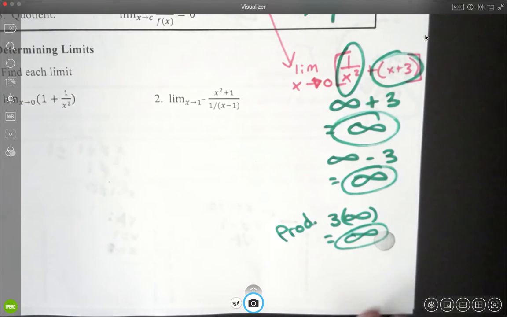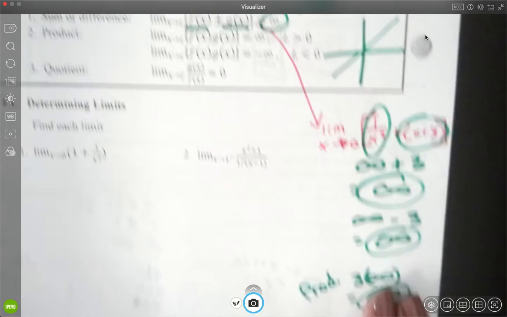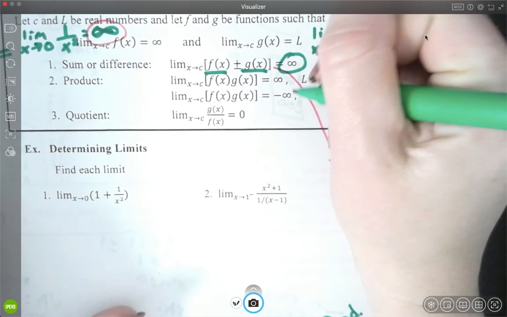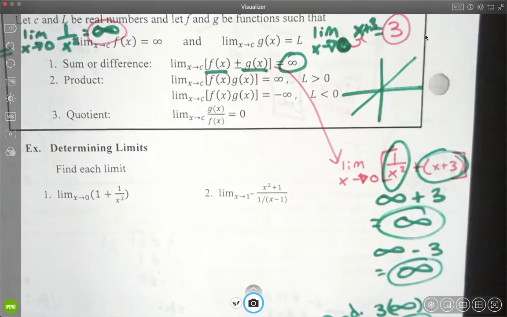Now, here's my question to you. They say infinity or negative infinity. That just depends on whether your constant is positive or negative. So if it was negative 3 times infinity, it would be negative infinity, right? Does that make sense?